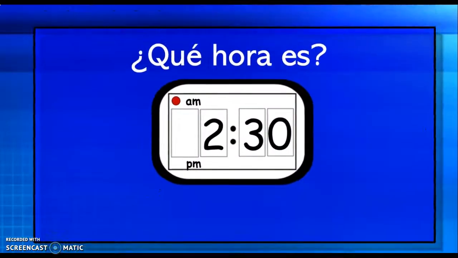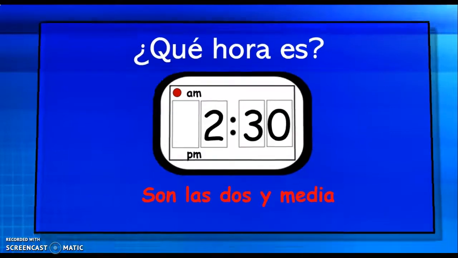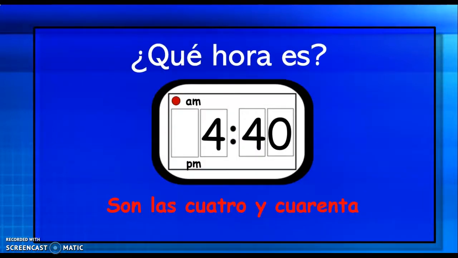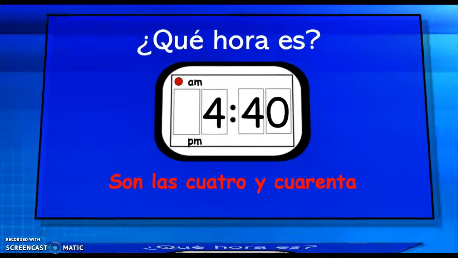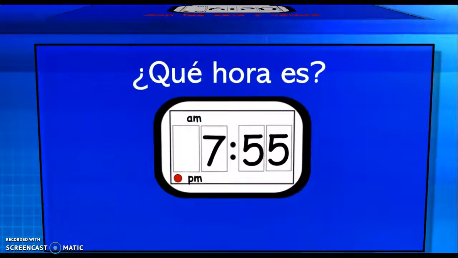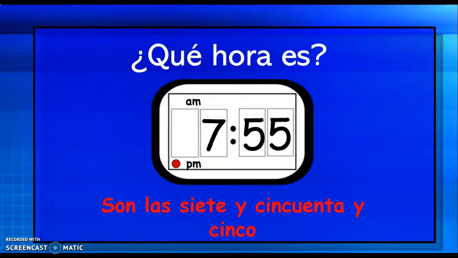¿Qué hora es? Son las 2:30. ¿Qué hora es? Son las 4:40. ¿Qué hora es? Son las 6:20. ¿Qué hora es? Son las 7:55.